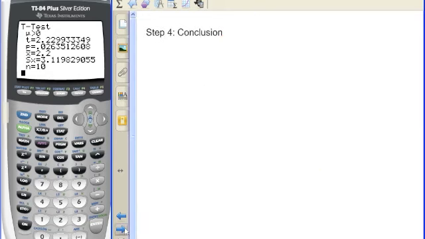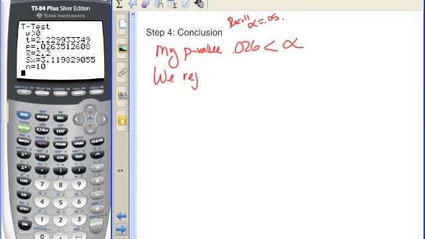All right, so last thing is for me to write a conclusion. Well, let's remember my p-value, 0.026, is definitely smaller than my alpha level. Just note to yourself, recall alpha equals 0.05, so we're smaller. That means we reject the null hypothesis. Please don't write null, write null hypothesis. That means there is evidence.